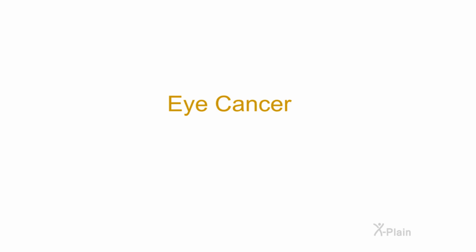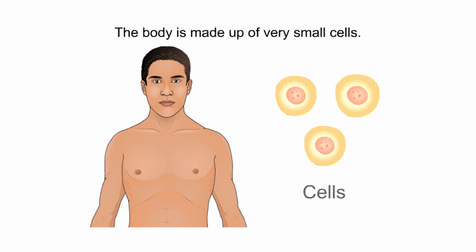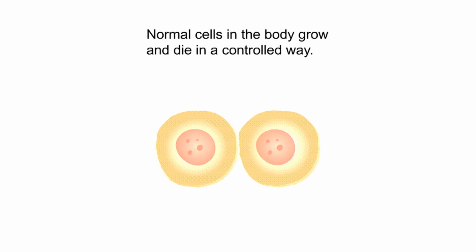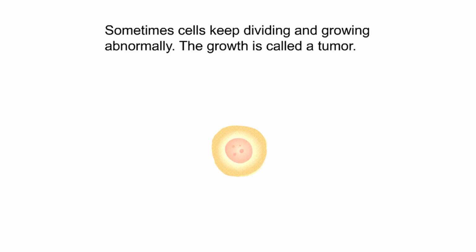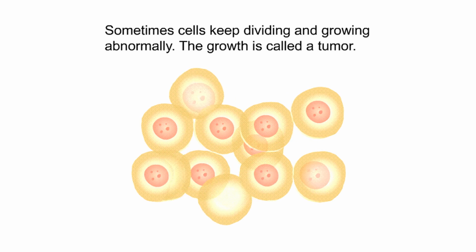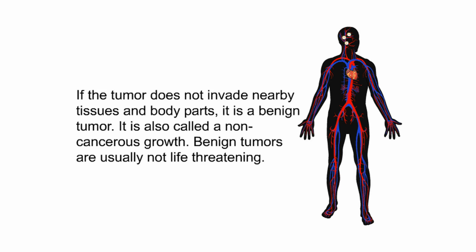Eye cancer. The body is made up of very small cells. Normal cells in the body grow and die in a controlled way. Sometimes cells keep dividing and growing abnormally. The growth is called a tumor. If the tumor does not invade nearby tissues and body parts, it is a benign tumor. It is also called a non-cancerous growth.